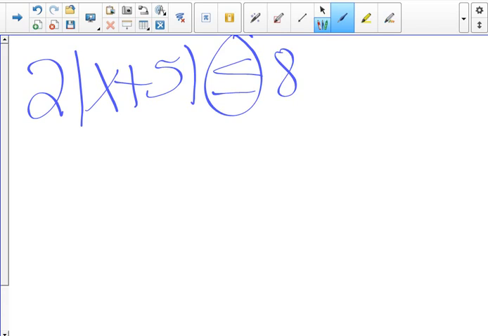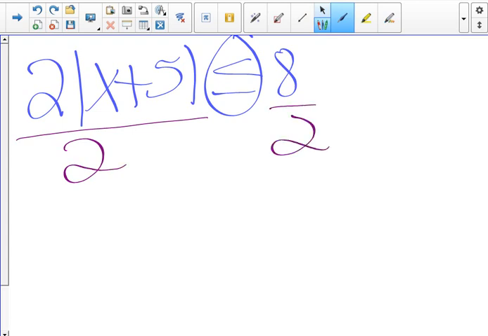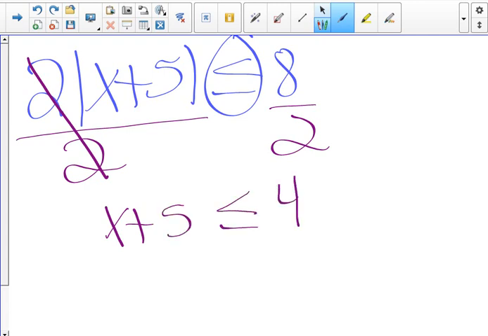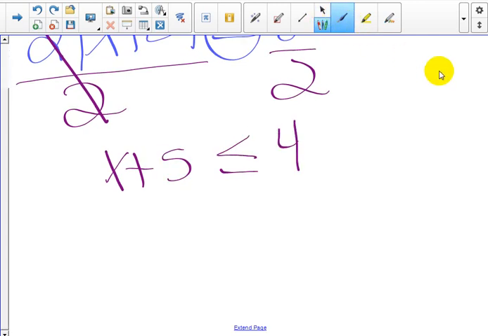We've got a less than symbol there, so we know we've got to isolate our absolute value. It means we have to get rid of the 2 and then rewrite our equation, okay? So let's do that. I'm going to divide each side by 2 to clear this, and I'm left with the absolute value of x plus 5 is less than or equal to 4. Now I'm still not finished.